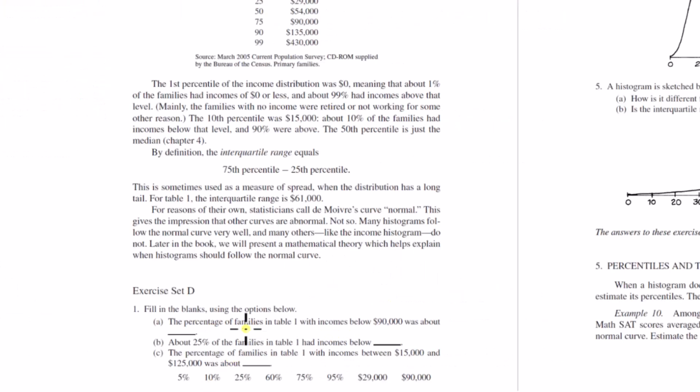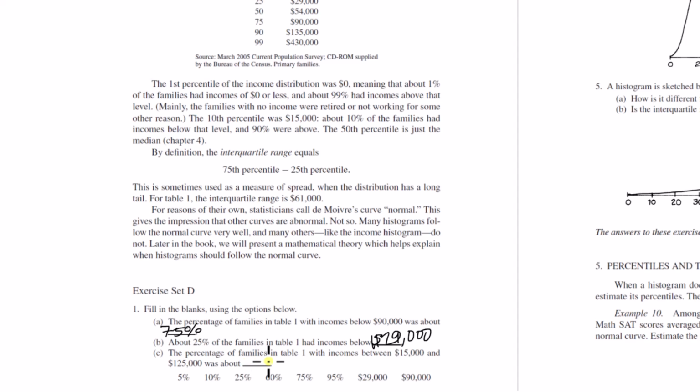So the percentage of families in Table 1 with incomes below $90,000 was 75%. About 25% of the families in Table 1 had incomes below what? What's the 25th percentile? $29,000.